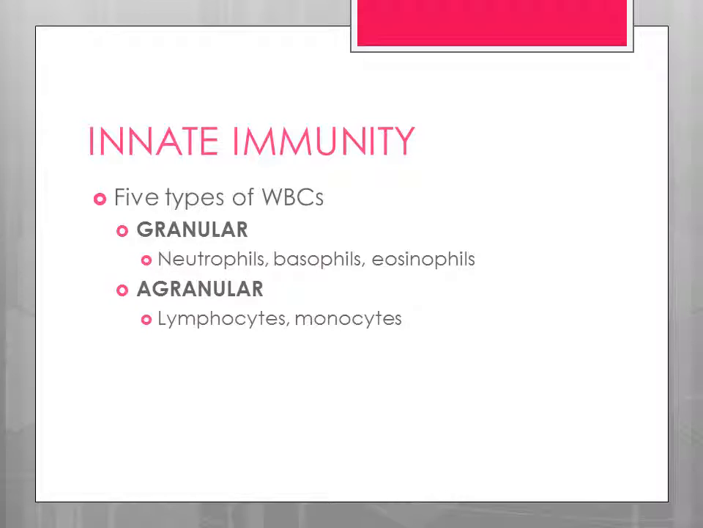So you have 5 types of white blood cells. You have your granulars and you have your agranulars. And if you look at the pictures, then it becomes very, very easy to recognize which are your granulars and which are your agranulars. But just to list them out here, you have your neutrophils, basophils, eosinophils as your granulars, and then your lymphocytes and monocytes as your agranular white blood cells.